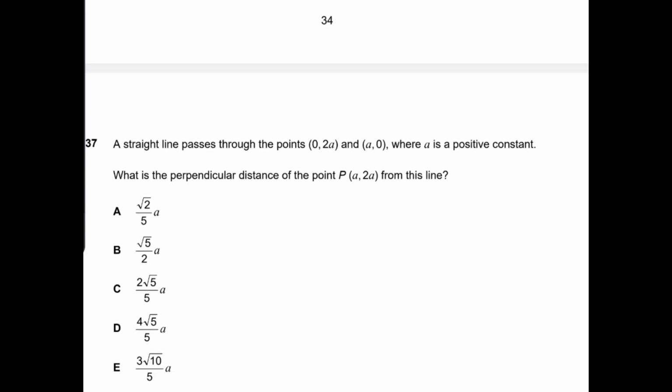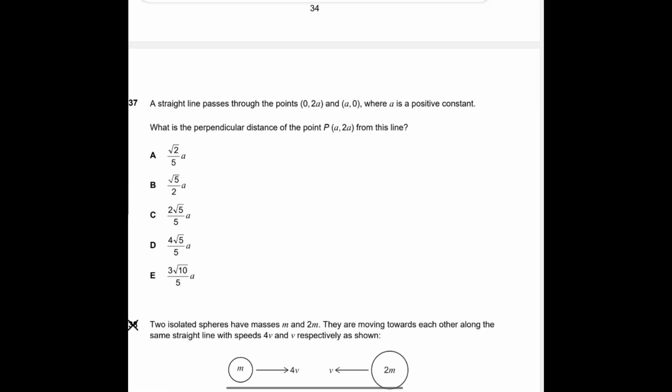Okay, a straight line passes through the points 2A and A. Okay, here we go. So this is a setup. Let's call this A, so that's (2A, 0), and (2A, A). We've got B, which is (A, 0). A line going through them, we've got P up here. Then let's call this point Q, and this is a perpendicular. We want to try to find the length PQ.